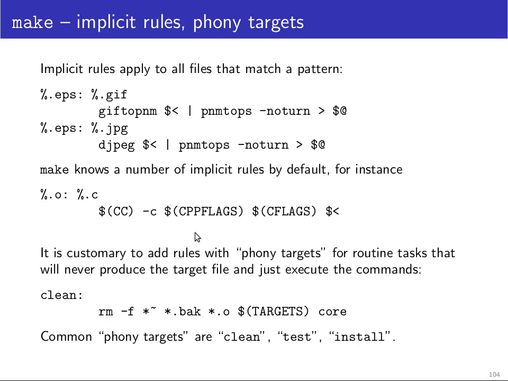Another thing to know about makefiles is that it's quite customary to add rules for so-called phony targets. A phony target is a target like make clean, where the intention is not actually to build a file called clean. In fact, you don't want a file called clean to exist in your working directories, otherwise this might not work. This is just a way of archiving inside your makefile a set of commonly used shell script lines.